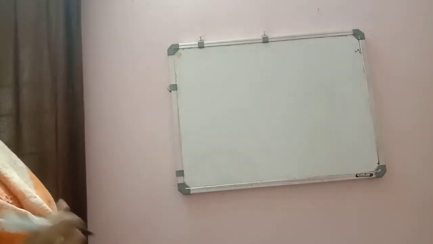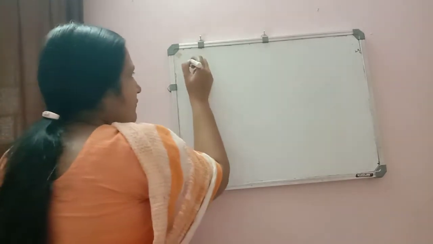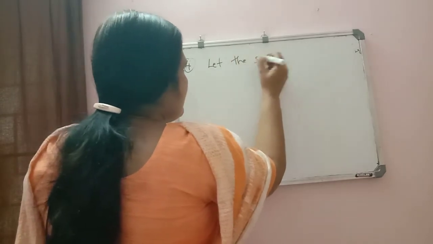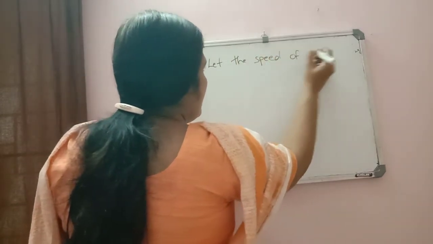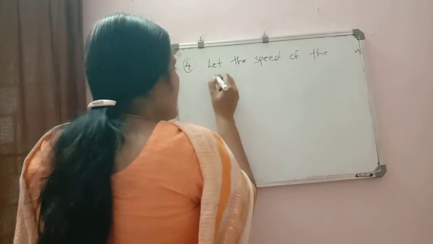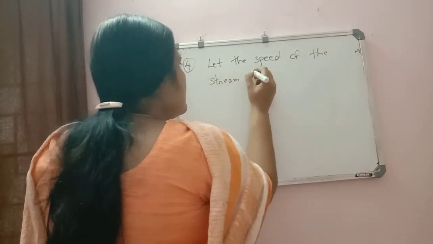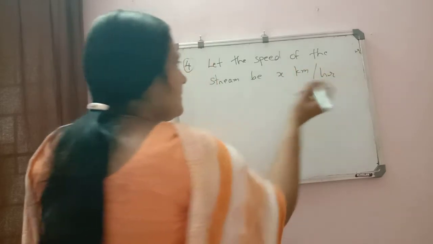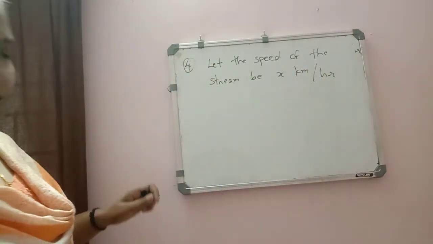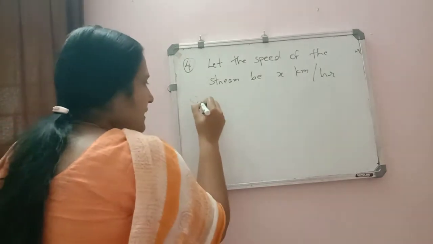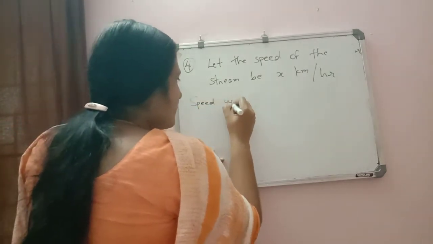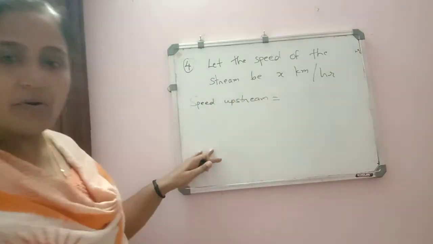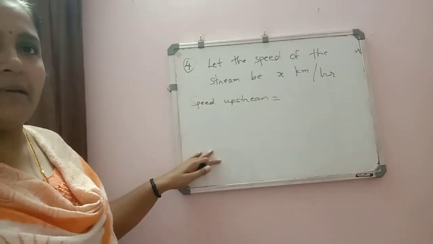So first in this case, let the speed of the stream be x km per hour. Now we have to check 2 conditions. What will be the speed upstream? The speed of the boat is already given as 8 km per hour.